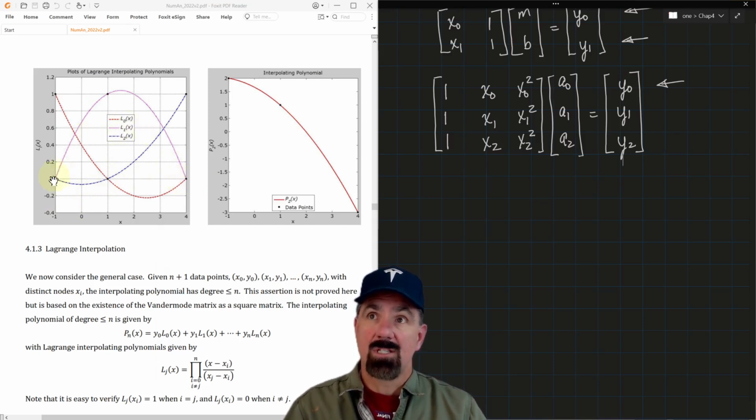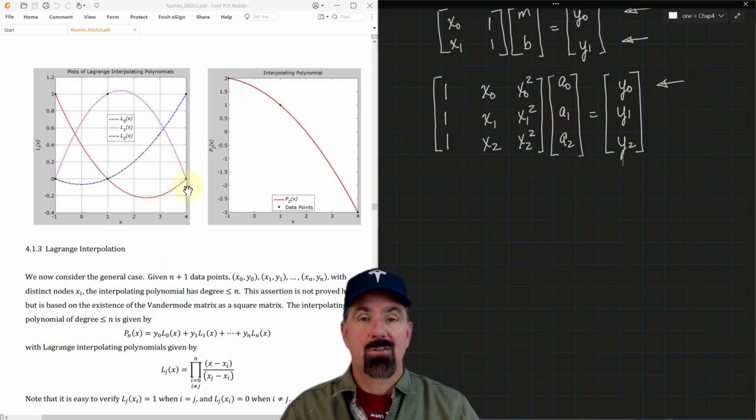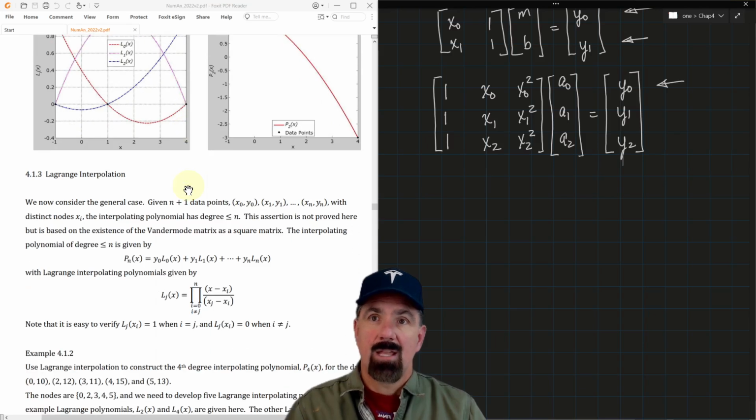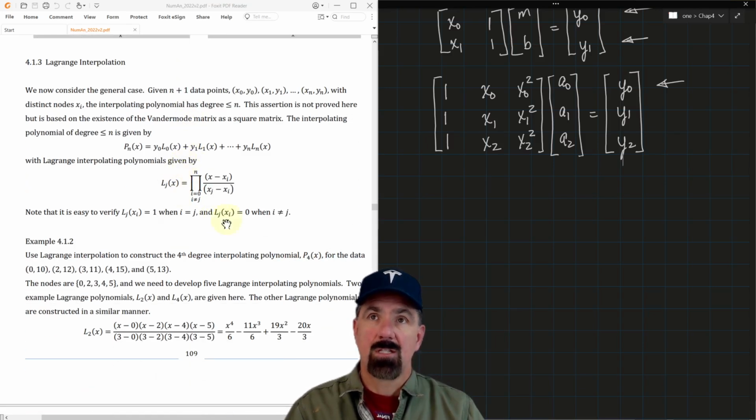L1 is equal to 0 at x0. It's equal to 1 at x1, which is the second node, and then at x2, it's back to equaling 0. So this allows us to very easily construct what we need for interpolation. In general, the way we build these Lagrange polynomials is using this product.